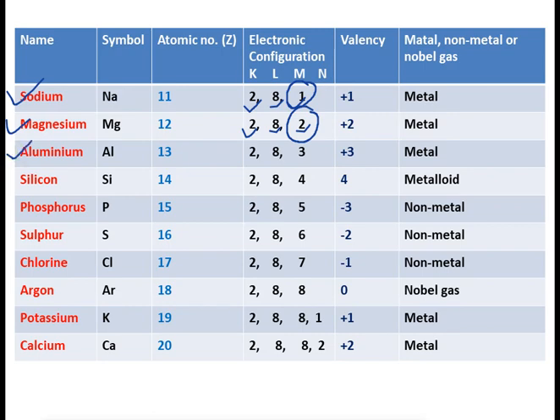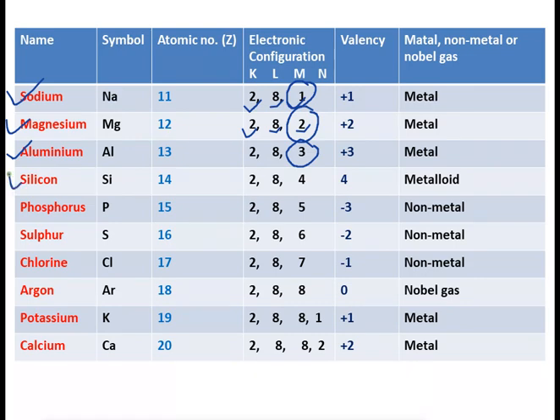Next we have aluminium, atomic number 13, and the symbol is Al, capital A and small l. Electronic configuration is 2, 8 and 3. So in the outermost shell 3 electrons are present which can be donated to any other element to become stable. So these 3 electrons which are present in the outermost shell will be donated to any other element to become stable. So its valency is +3 and aluminium is also a metal.